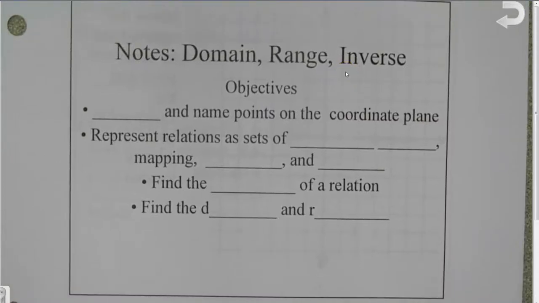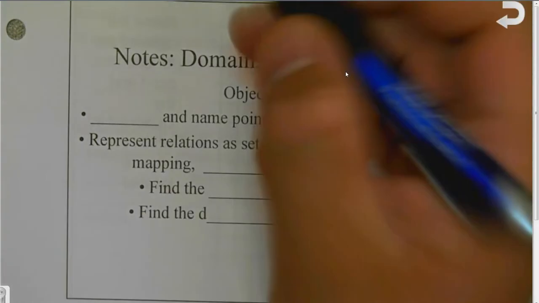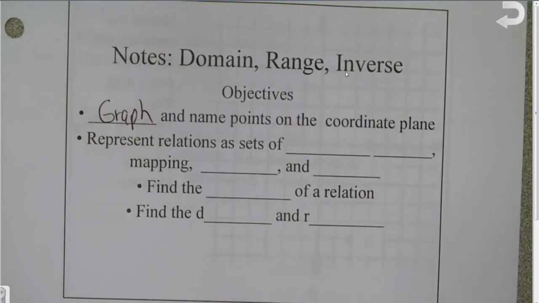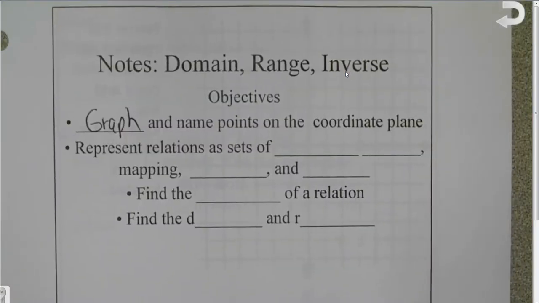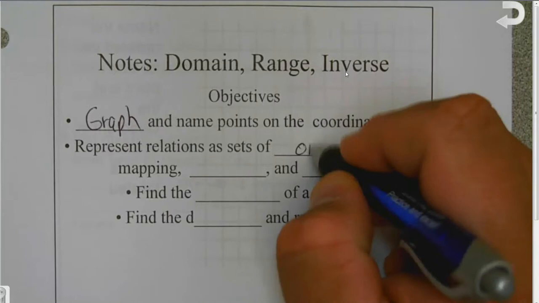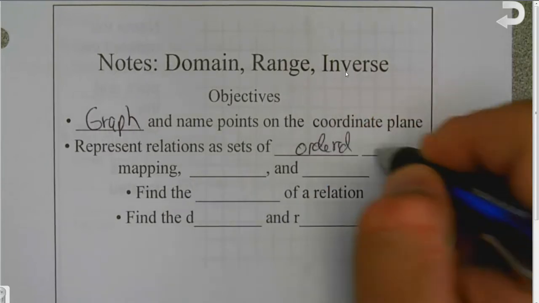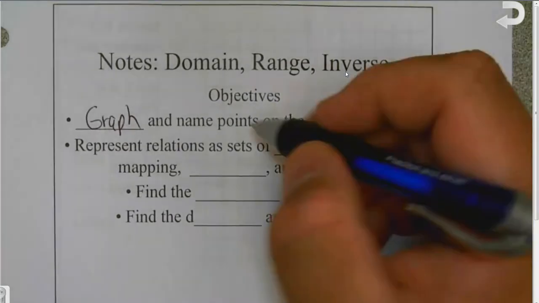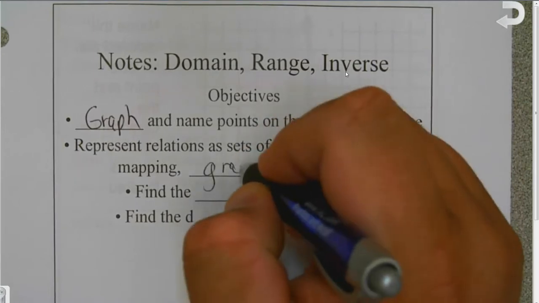Alright guys, so this is Unit 2, Lesson 3, and today we're going to focus on domain, range, and inverse. We're going to graph and name points on the coordinate plane. We're going to represent relations as sets of ordered pairs. We're going to put them in a mapping, on a graph, and in a table.